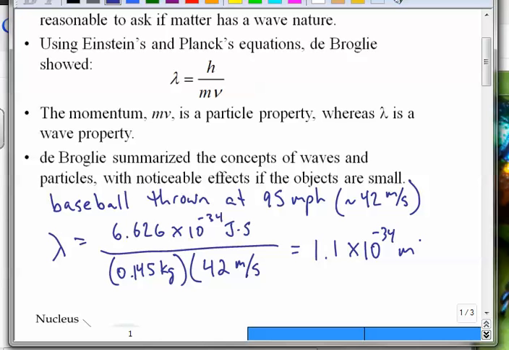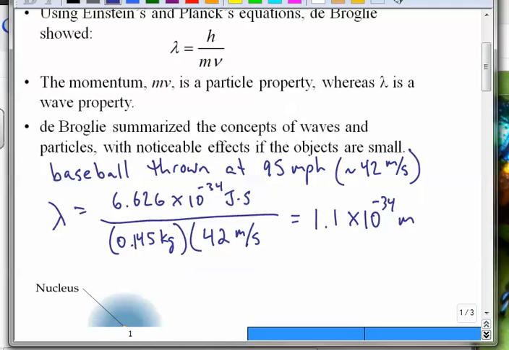Okay? And when we look at a number like this, that's a really small number. And so when we think about the properties of a baseball, which is certainly a large object, this sort of wavelength really is completely insignificant relative to the size of a baseball. And so when we think about the properties of baseballs, or really any other large object, anything you can see, the wave-like properties are completely insignificant. They have no effect on our ability to understand the motions or the behavior of that object.